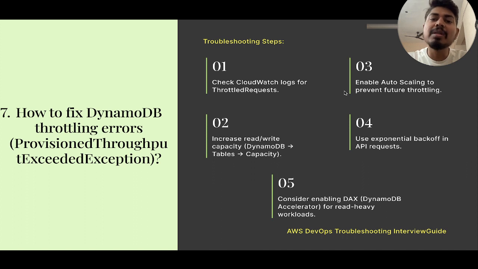Third one, enable auto scaling to prevent future throttling, because the auto scaling feature is available in DynamoDB tables. Fourth one, use exponential backoff in API requests. And fifth one is consider enabling DAX, DynamoDB Accelerator, for read heavy workloads.